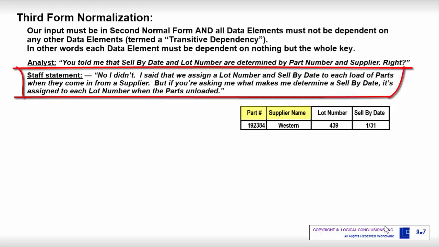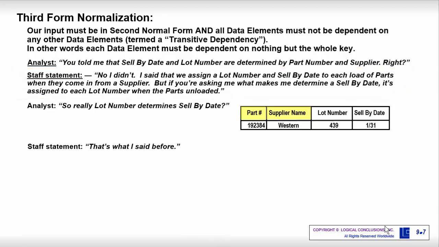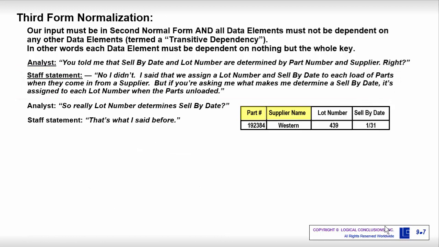I said that we assigned a lot number and a sell-by date to each load of parts when they come in from a supplier. But if you're asking me what makes me determine a sell-by date, it's assigned to a lot number when the parts are unloaded. We could clarify that statement by asking, so really lot number determines sell-by date? No doubt that would elicit another obvious response, something like, that's what I said before.